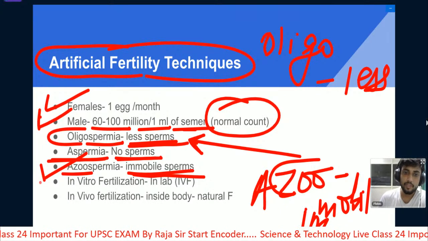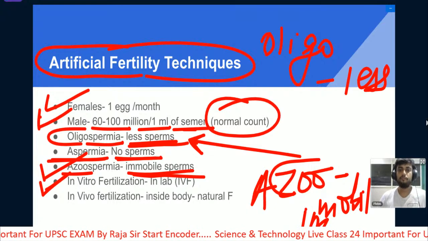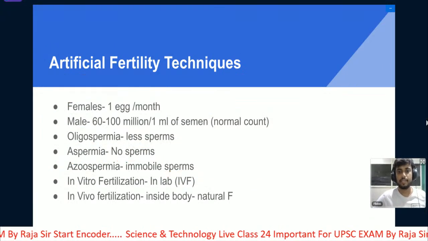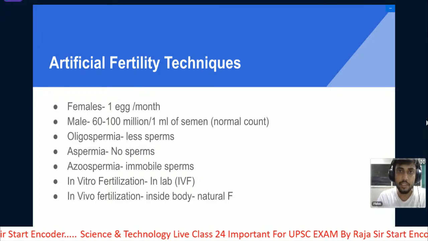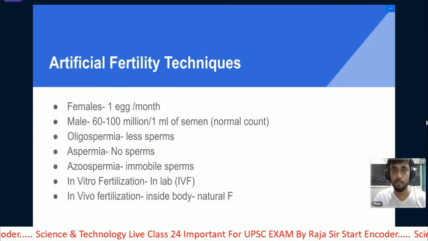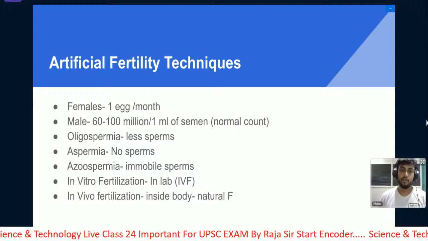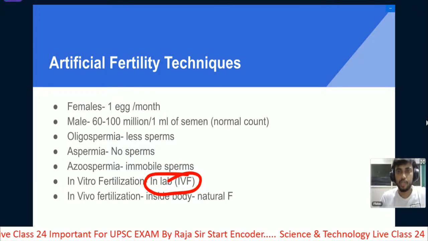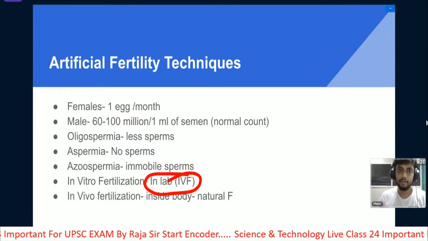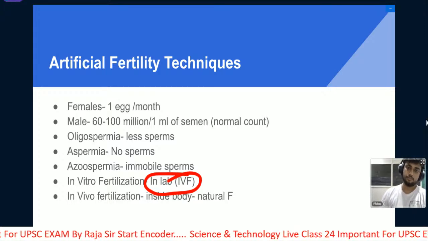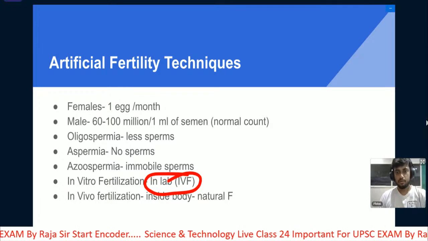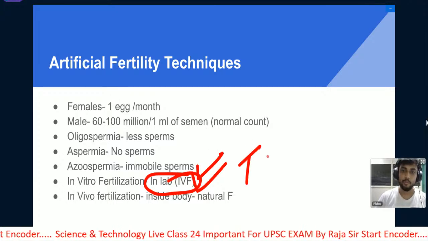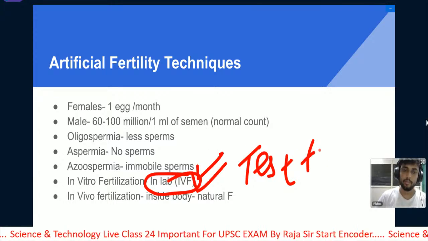And then we have this term which is in vitro fertilization. In vitro fertilization means when the fertilization is achieved outside the human body. Okay, if the fertilization is achieved in a lab outside the human body, then that is in vitro fertilization, the IVF technology or the test tube technology. Test tube baby.